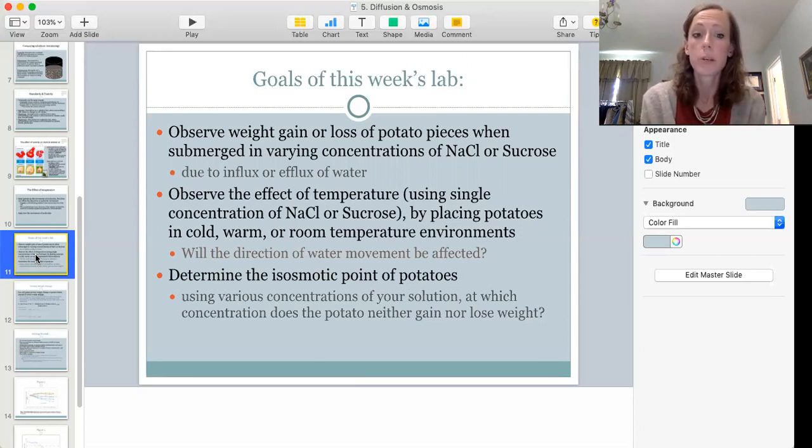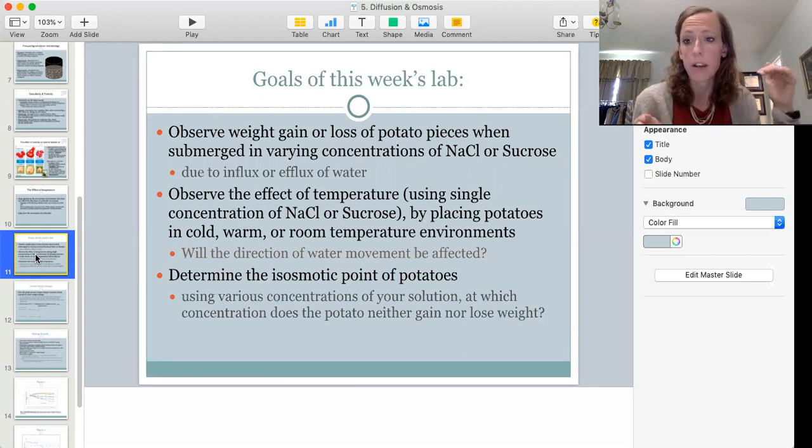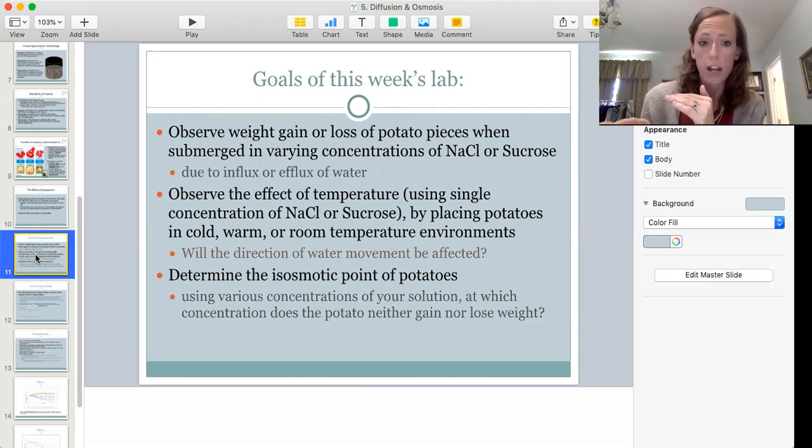And again, we're going to observe the water weight change in our potatoes over time when they're in different concentrations of sodium chloride or sucrose. So if it's in a really high concentration of sodium chloride, you're going to have lots and lots of particles in that extracellular environment, lots of solutes. And so what you would expect to see then is that water movement will happen from inside the potato cells to outside. Water would move out to even out that concentration gradient.